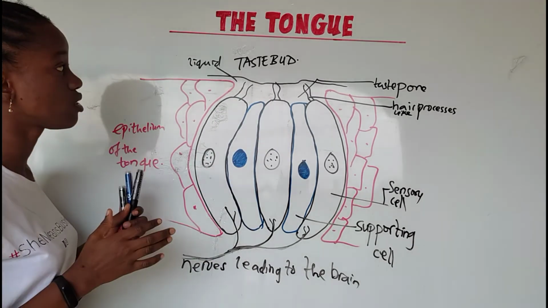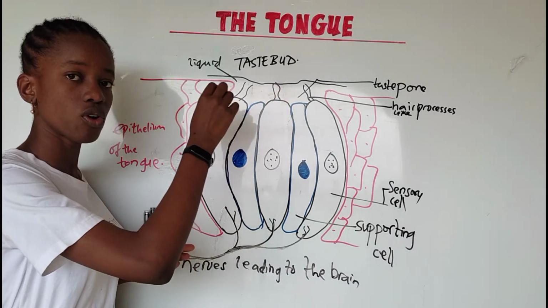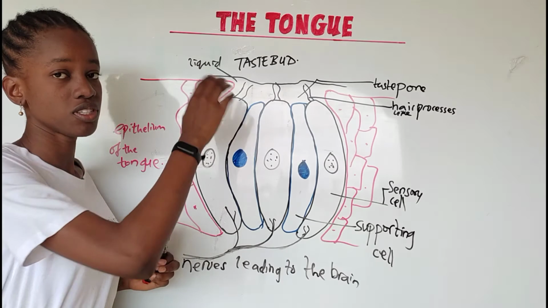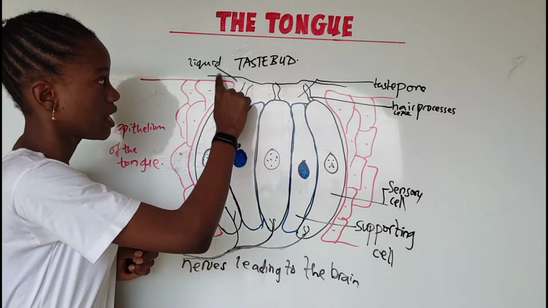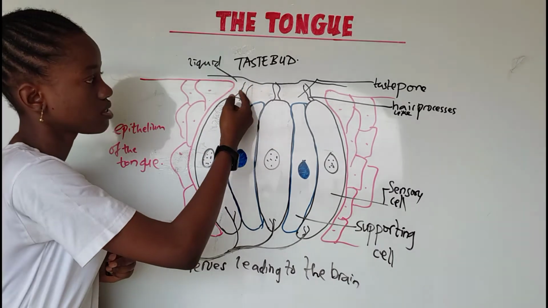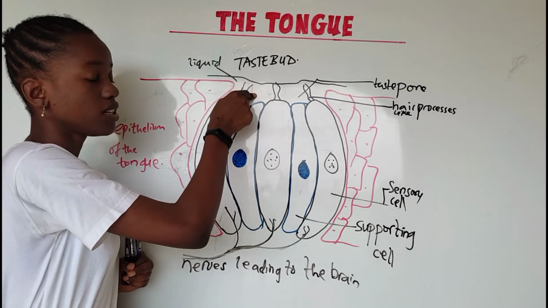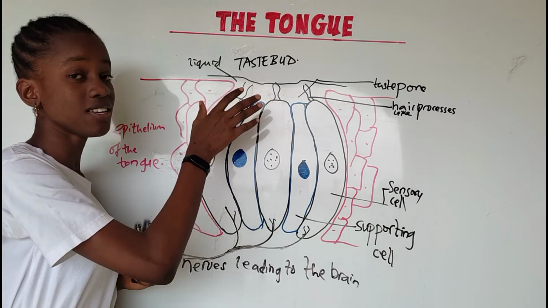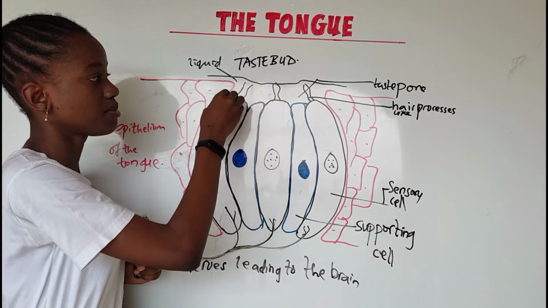Now in tasting, first of all, we're going to look at the use of this liquid. You cannot taste without a liquid for the chemical substance to dissolve in. The chemical substance has to first dissolve in a liquid before it is able to be tasted. It stimulates the hair processes when the chemical substance is dissolved in the liquid. So it has to be dissolved in that liquid first, then it can be tasted.